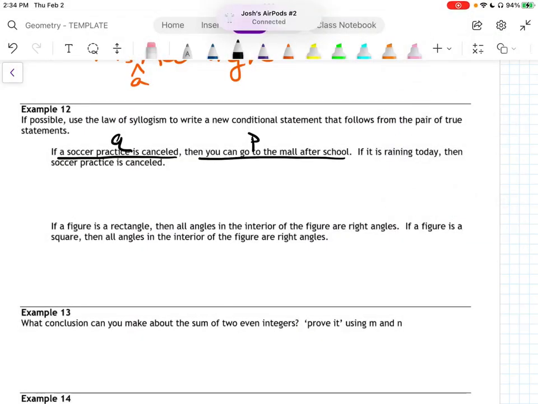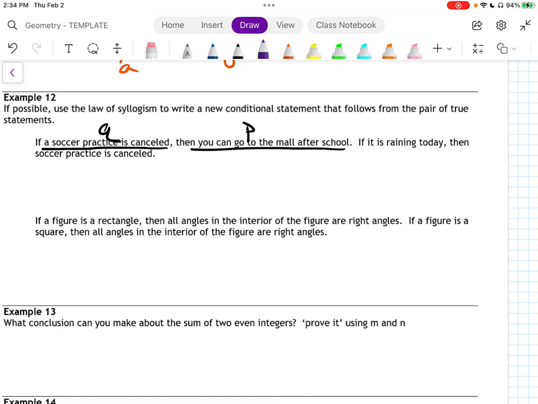So you start off with Q, then you go to P, and then we have this other statement. If it is raining today, I don't know, we'll make that R, then soccer practice is canceled. We've already got soccer practice canceled listed. It is Q. All right, so we have two statements. We have Q implies P, that's our first one. And then we have R implies Q. That was from our second one.